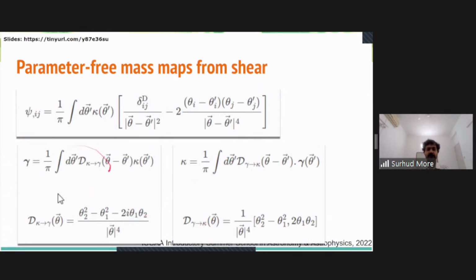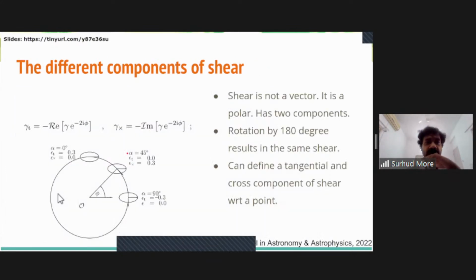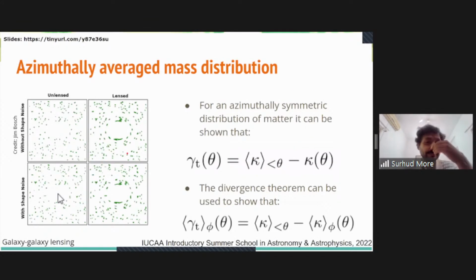So you can go from gamma to kappa by doing this convolution. You can go from kappa to gamma doing this kind of convolution. That's all. So you can reconstruct what is the mass density in between us and the galaxies by measuring the shear itself and using these equations. So this is quite powerful.